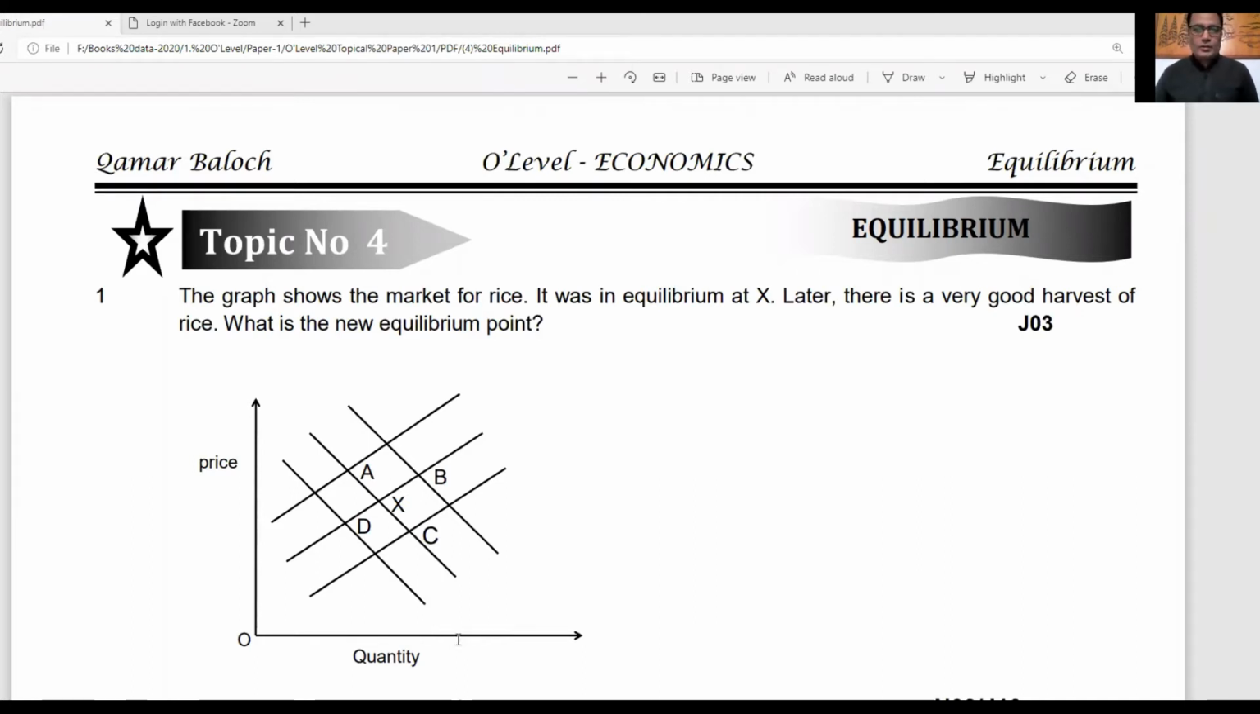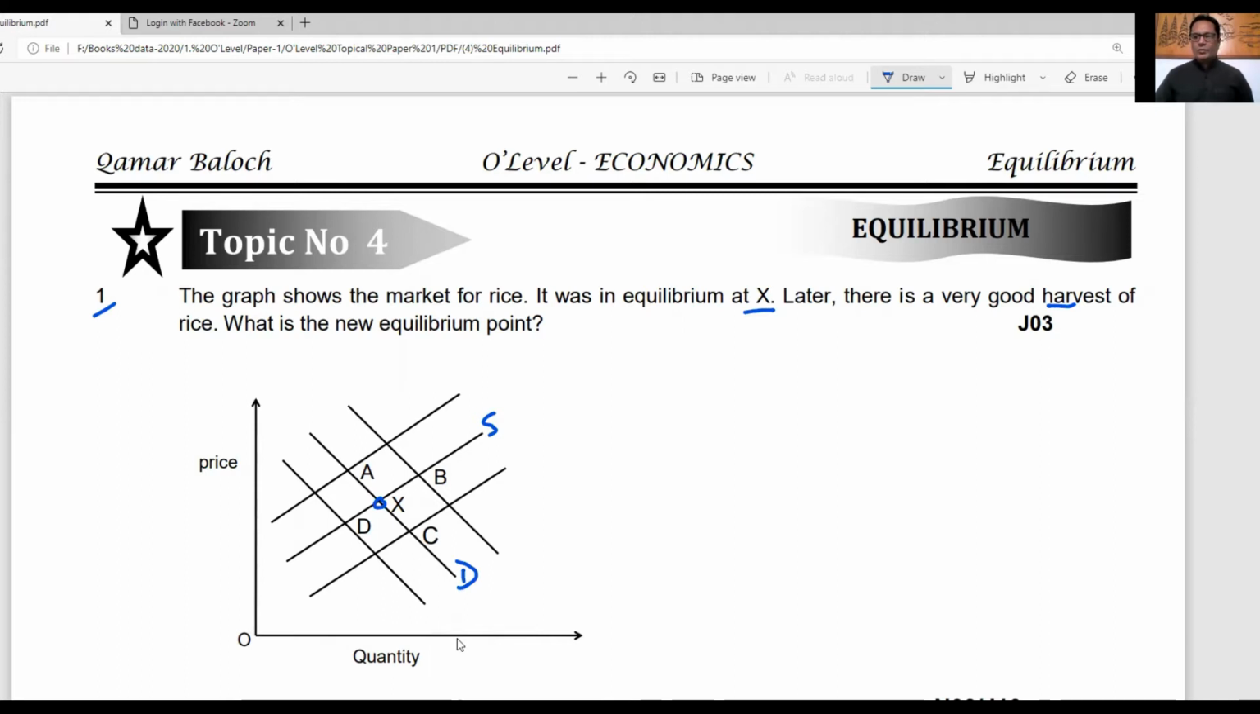Okay, so the first question regarding this topic is: you can stop the video and read the question, and afterwards you can restart the video and see what is the correct answer. So the diagram shows the market for rice. It was in equilibrium at X. So initial equilibrium is at point X. You can see this is the X point, and it means that this will be the relevant supply curve initially, and this will be the relevant demand curve initially. Now what happens is later there is a very good harvest of rice, what will be the new equilibrium point?